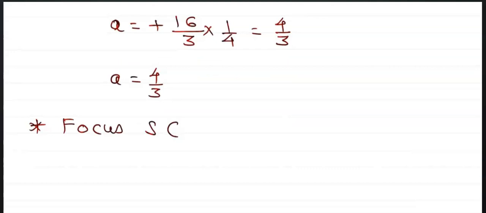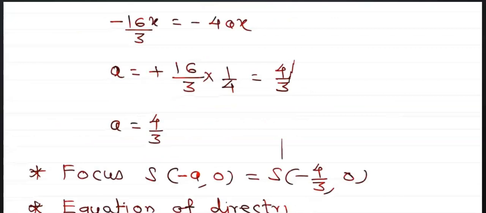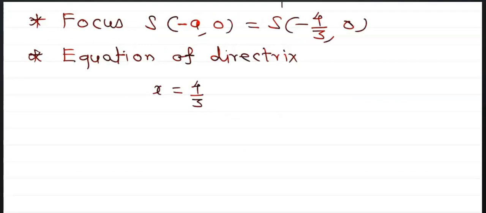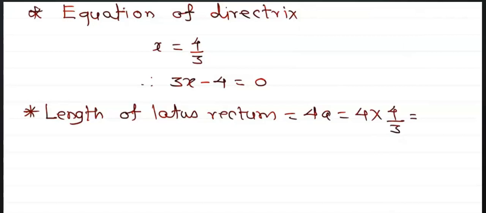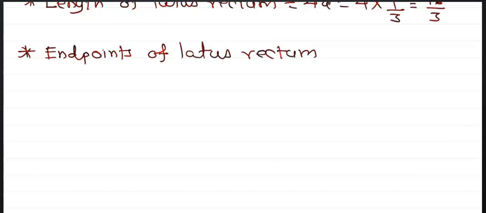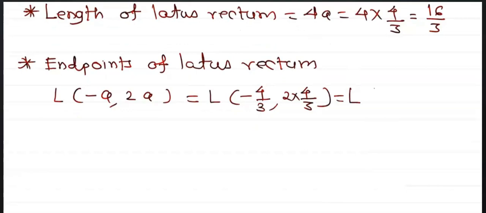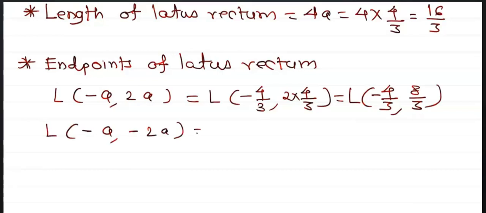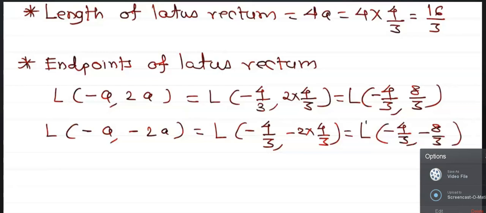Focus is minus a, 0, that is minus 4 upon 3, 0. Equation of directrix is x is equal to 4 upon 3, that is 3x minus 4 is equal to 0. Length of latus rectum is 4a, 4 into 4 upon 3, 16 upon 3. Endpoints of the latus rectum, that is minus a, 2a, that is minus 4 upon 3, 2 into 4 upon 3, and minus a, minus 2a. These are the endpoints of the latus rectum.